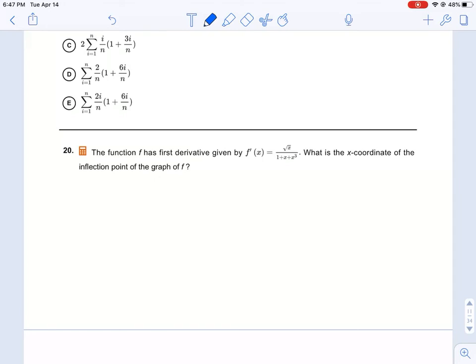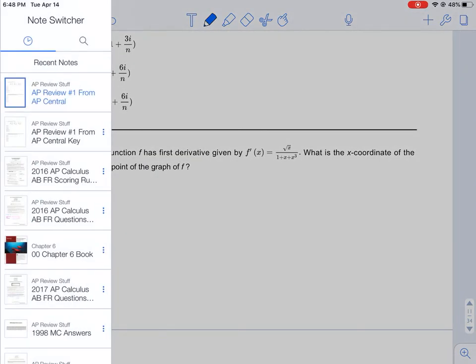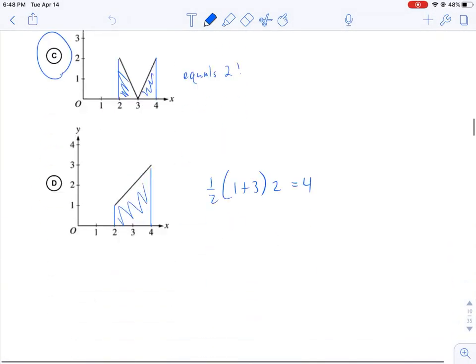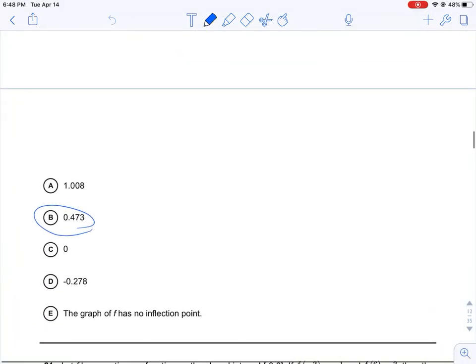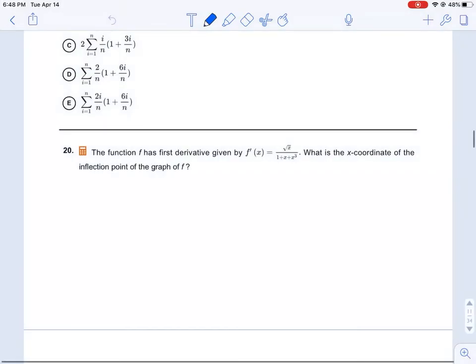Starting on number 20 here, the function f has first derivative given by that. What is the x-coordinate of the inflection point of the graph of f? Inflection points on f prime are maxes and mins, or you can find the second derivative and find where it changes signs when it crosses the x-axis from positive to negative or negative to positive. I don't think I showed any work here because I'm just looking at the graph, but there's the answer. So hopefully you can get that correctly.